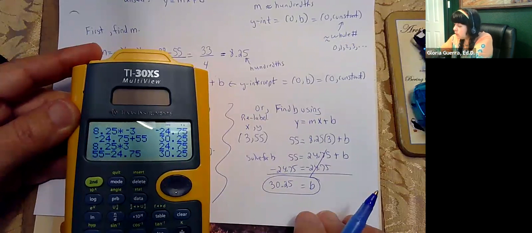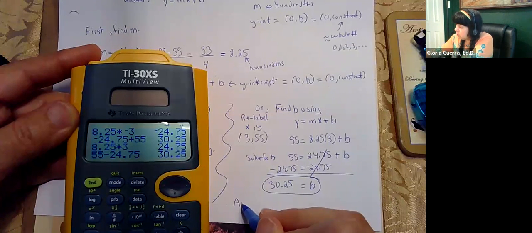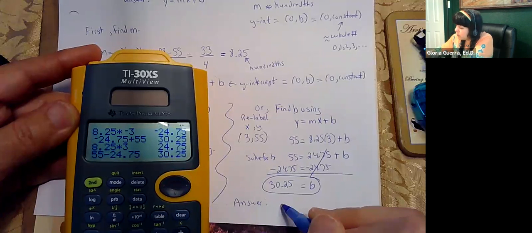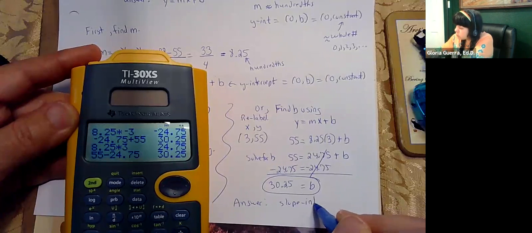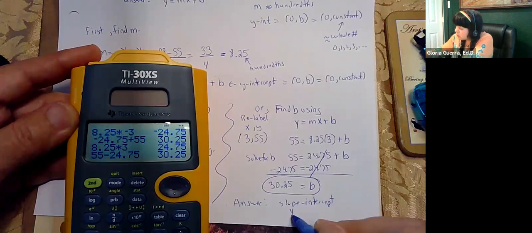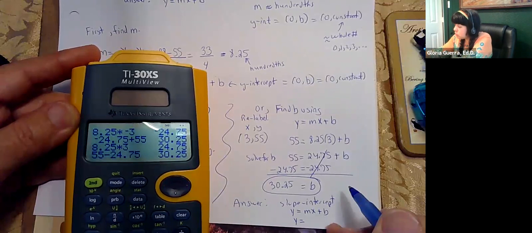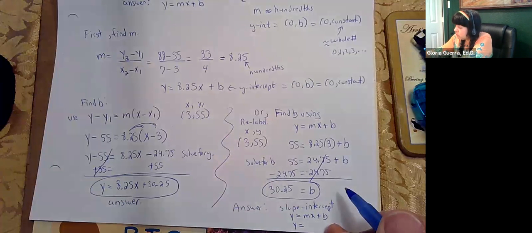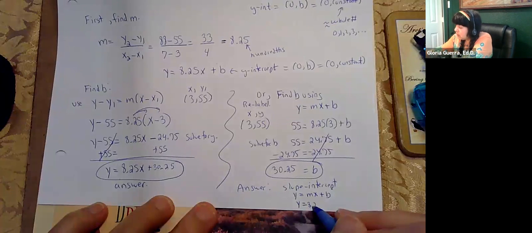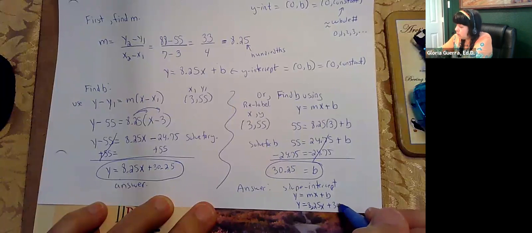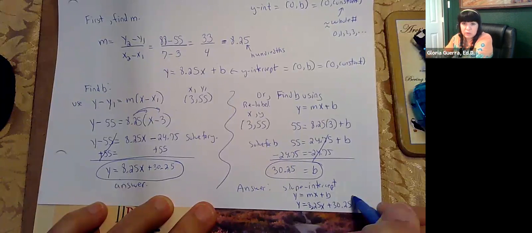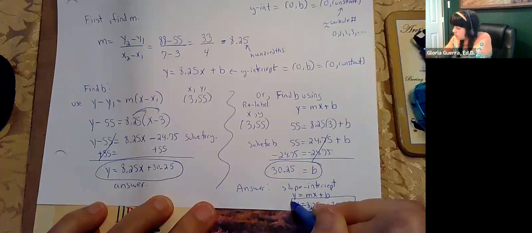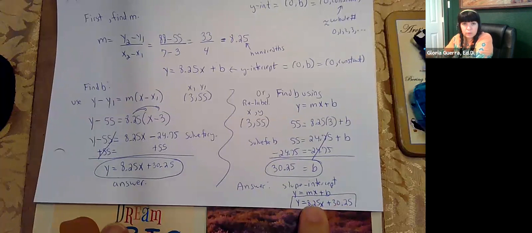Okay, so then your answer has to be in slope intercept form, which is y equals mx plus b. So m is 8.25, so 8.25x, and then b, you just found b, which was 30.25. And then that's your answer. And you see that's the same answer that we got over here using this method.